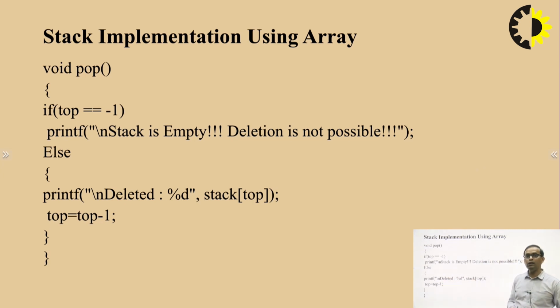So the element that will be selected for deletion will be the element which is stored at the top of the stack. So here deleted percentile d, stack of top, it means the value or element which is stored at the top of the stack will be deleted. After deleting a particular element, again we have to decrease the value of top by 1. So top is equal to top -1. It means this represents the index of the next element to be deleted.